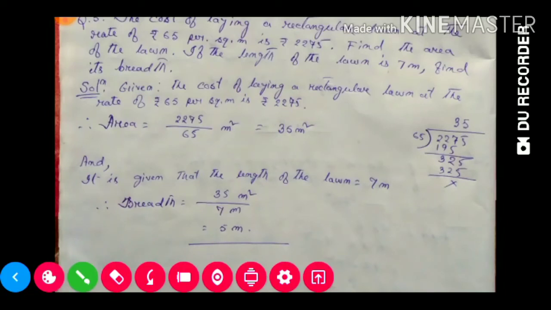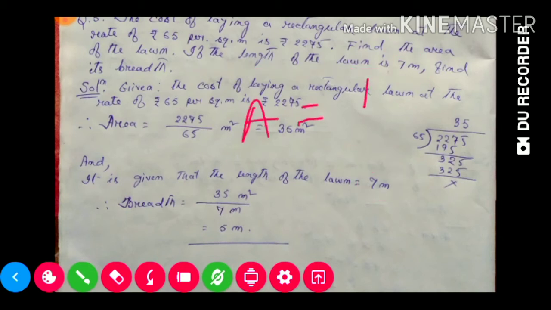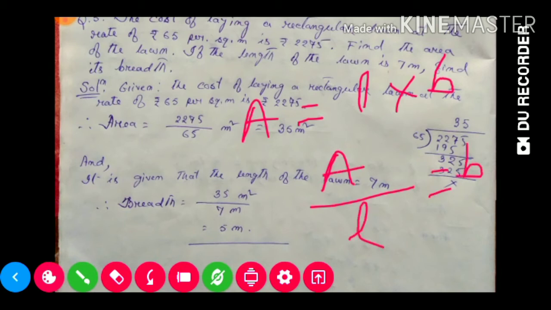Now the next part of this question: find the area of the lawn. So the area we got already, 35 meters square. And the next part: if the length of the lawn is given as 7 meter, find its breadth. So according to our area formula, it is given that the length of the lawn is 7 meter. So what will the breadth be? According to the area formula of a rectangle, area is equal to length into breadth. Now we need to find out the breadth. So according to our algebraic expression formula, area divided by length will be b, because here is multiplication.